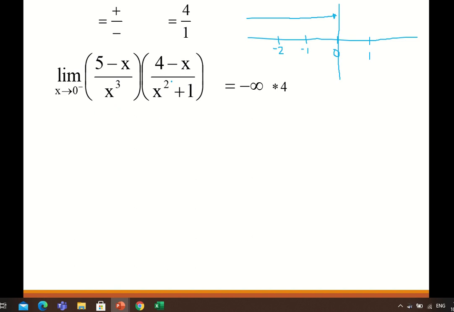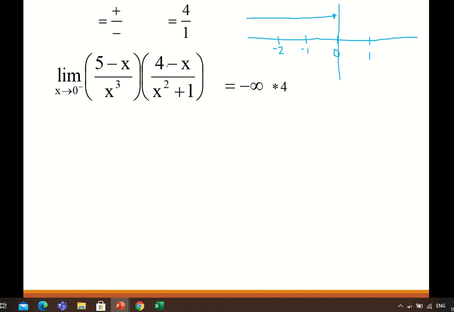Similarly for this part, 4 minus a negative number, so this becomes 4 point something. Square this one, a very small number, so more or less this is 1.00001, a very small number. So the overall result is negative infinity. So here is negative infinity.